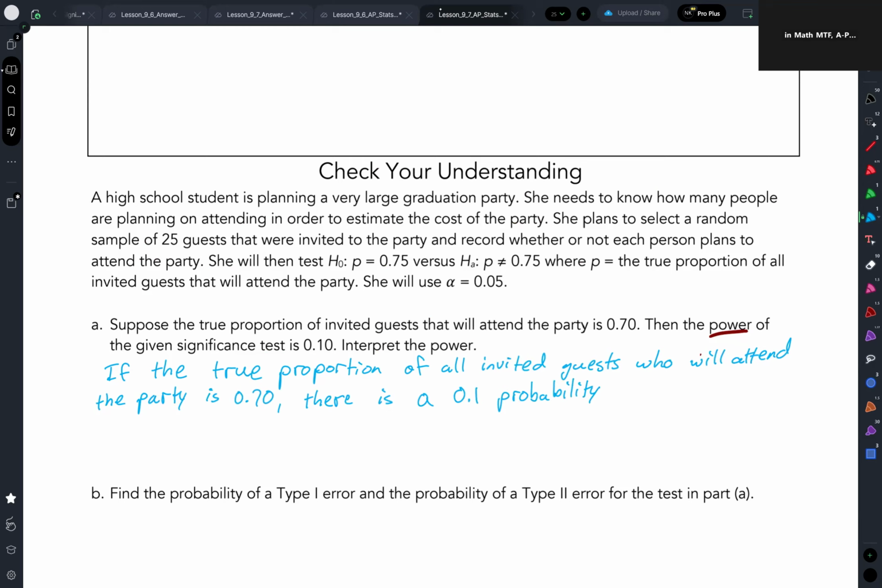And so what we want to remember, based on the notes we just looked at, is we correctly reject when there's convincing evidence, right? So there's a 0.01 probability of finding convincing evidence for the alternative hypothesis that P does not equal 0.75.